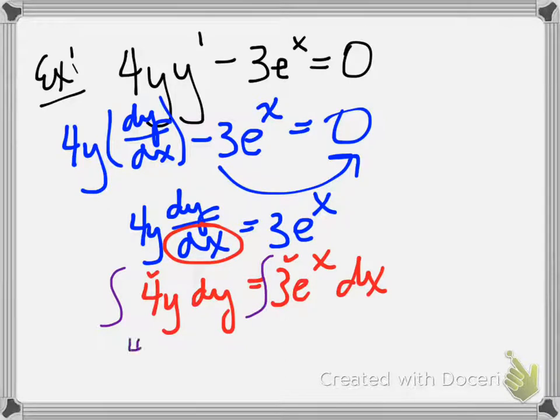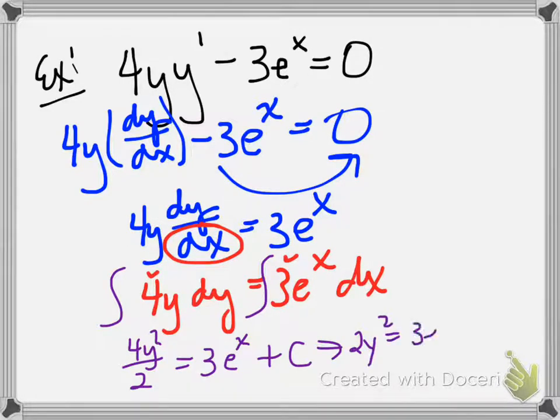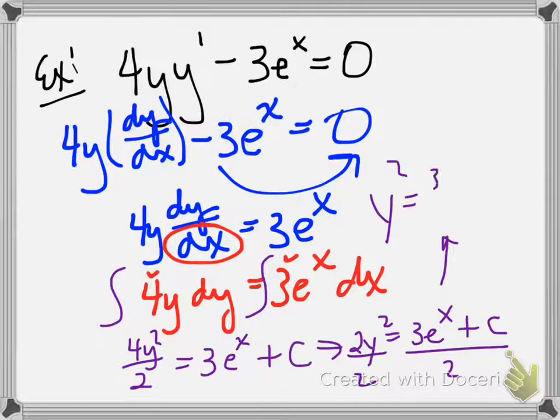4y dy becomes 4y squared over 2. 3e to the x becomes 3. The integral of e to the x is itself, and then we have plus c. So, simplifying this, I have 2y squared equals 3e to the x plus c. Divide both sides by 2. So I have, following my little tracks here, y squared equals 3 halves e to the x plus c.